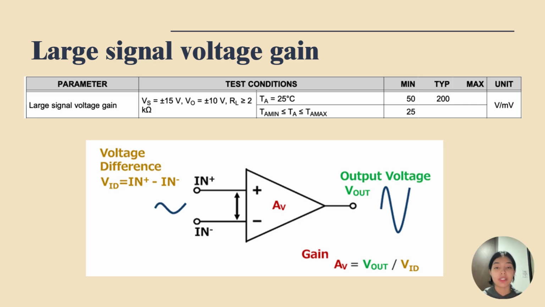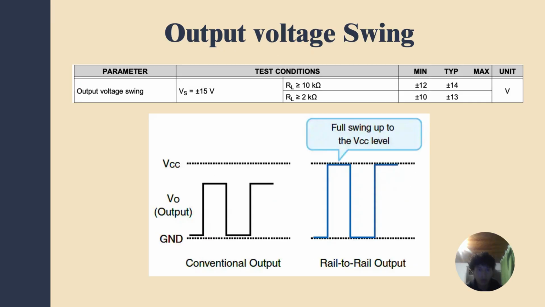Now, according to the test conditions for the LM741, we have a large signal voltage gain with a minimum value of 50 and 25 volts per millivolt and a typical 200 volts per millivolt. Output voltage swing. The output voltage swing of an operational amplifier refers to the range of voltages that the output can reach before hitting its limits.